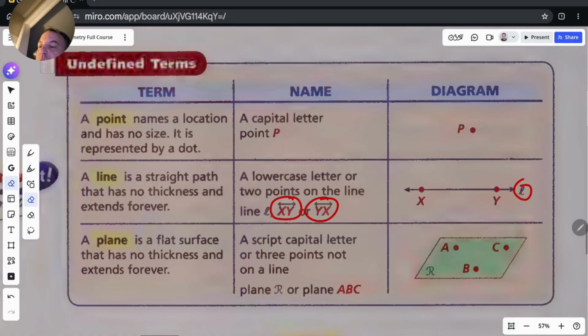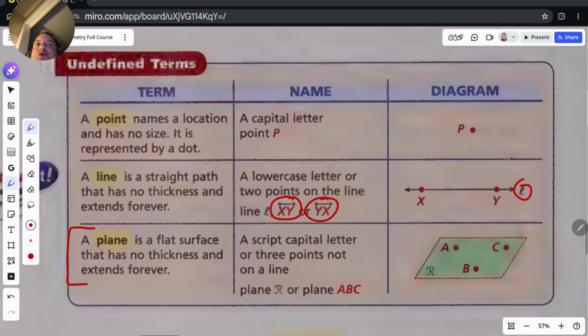Now let's take a look at our third row here. This is all about a plane. A plane is a flat surface that has no thickness and it extends forever in every direction. So think of a perfectly flat sheet of paper that goes on forever in all directions, never curling, never ending. That's a plane. Now we can name a plane in two ways.